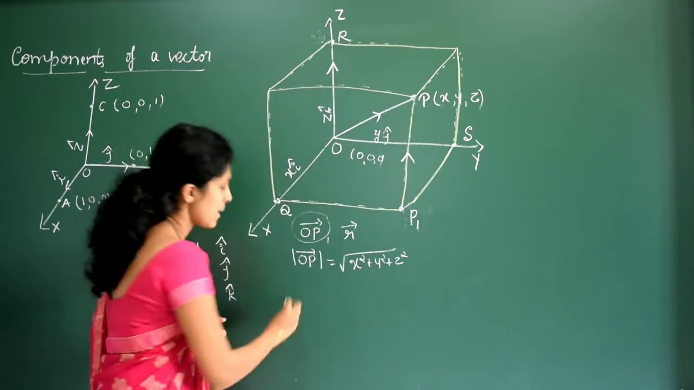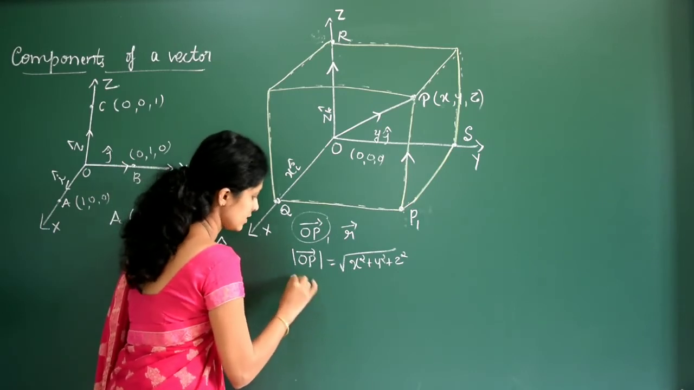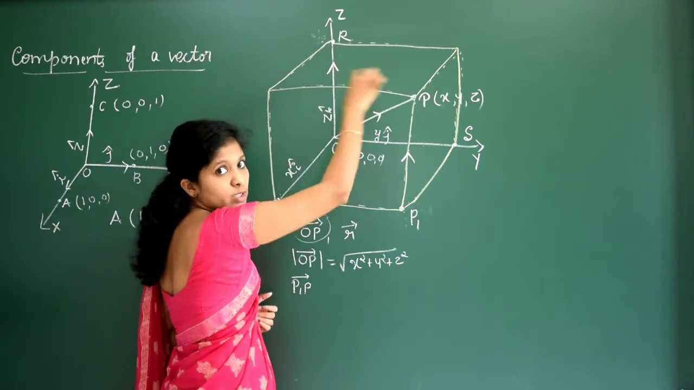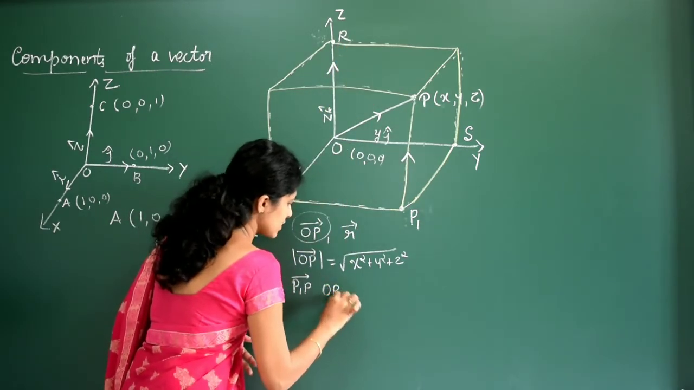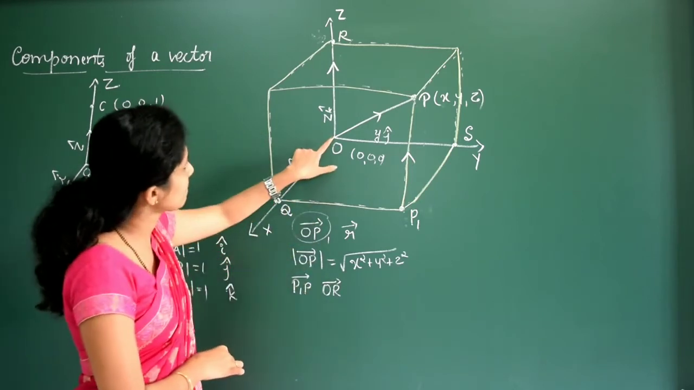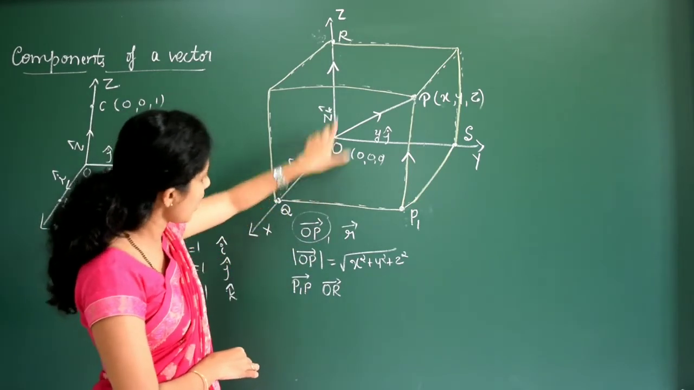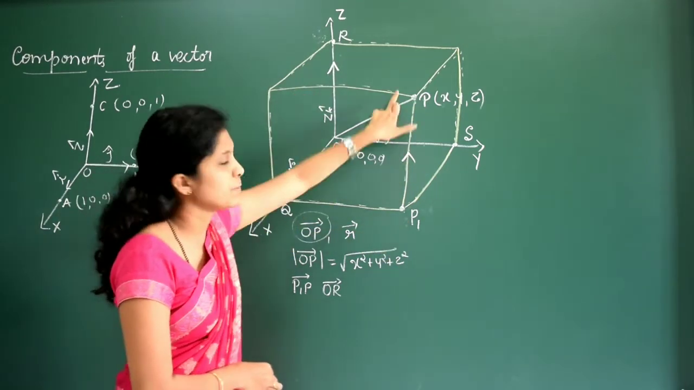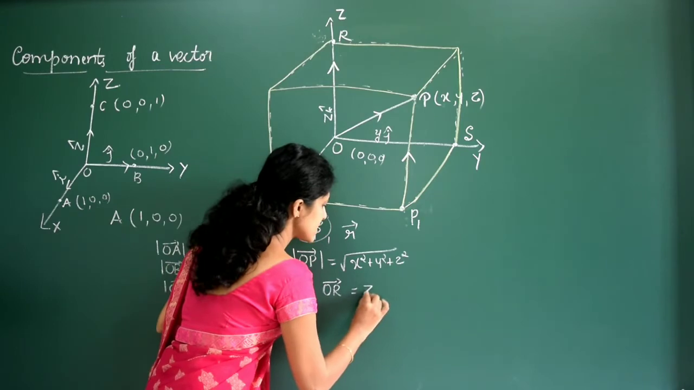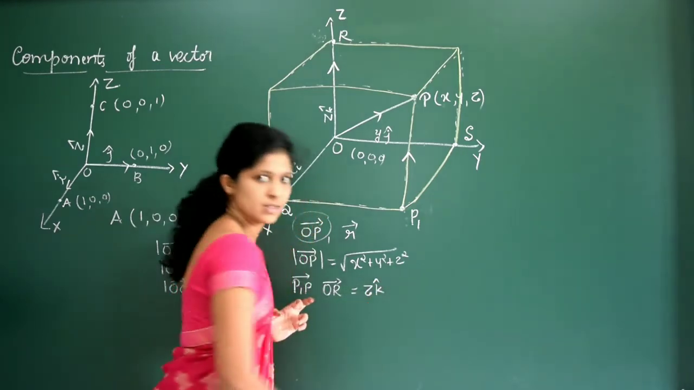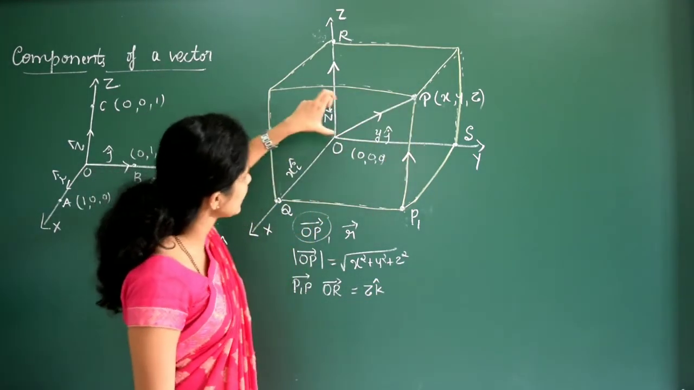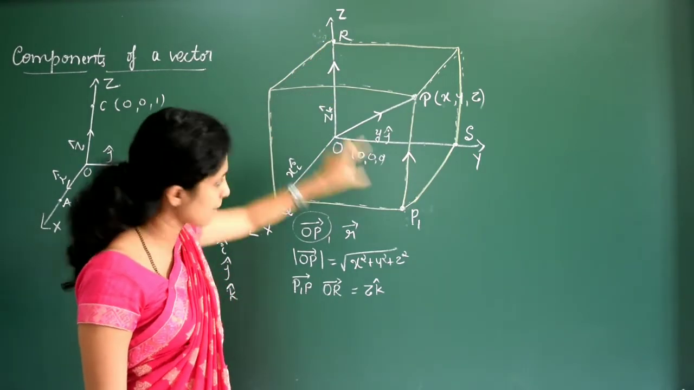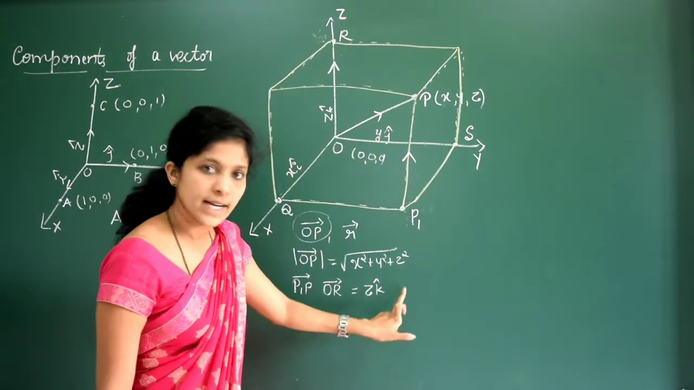Now you can see this P1 P vector, right, which is parallel to OR vector. Those are collinear. I mean same vectors. Since OR vector is represented by z k cap, P1 P vector is also represented by z k cap. Both are same vectors. Okay. See, this is P1 P and this OR vector is same. So OR vector is represented by z k cap. So P1 P vector is also z k cap.